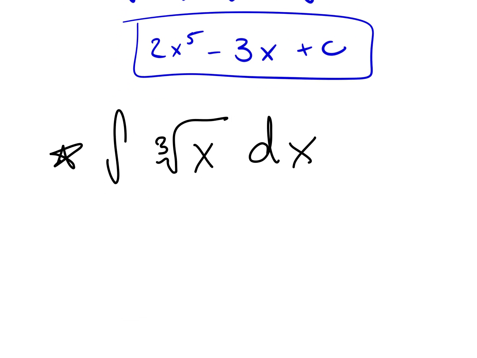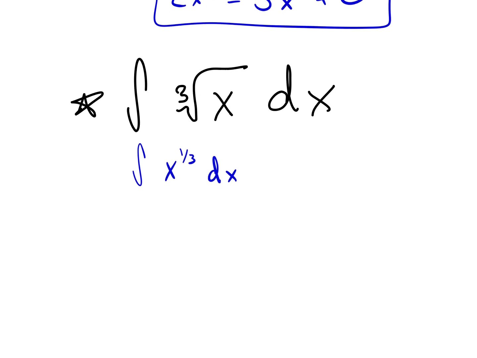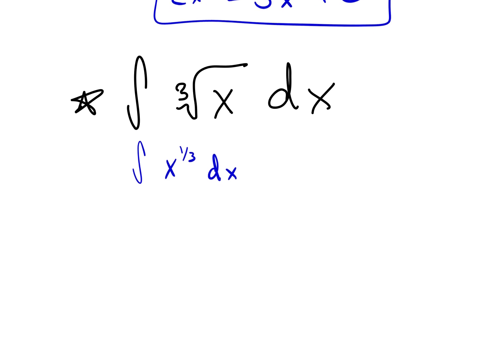Next one, let's change this to be an exponent. So we have the integral of x. What would our exponent be here? To the 1/3 power dx. Perfect. Same thing that we were doing before. Add 1 to the exponent, divide by the new exponent. So when we add 1, we'd get x to the 4/3 power. When we divide by 4/3, we'd get 3/4 plus c.